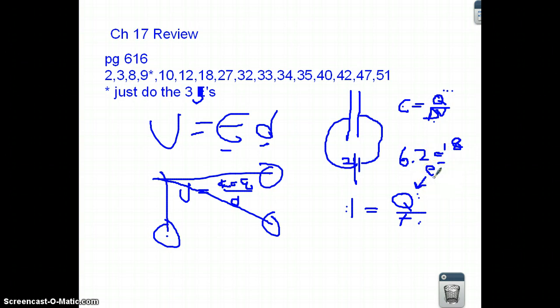Number 34. What factors affect resistance? You've got the length of the wire, the cross-sectional area, the width of the wire, the temperature of the wire, and what the material itself is.